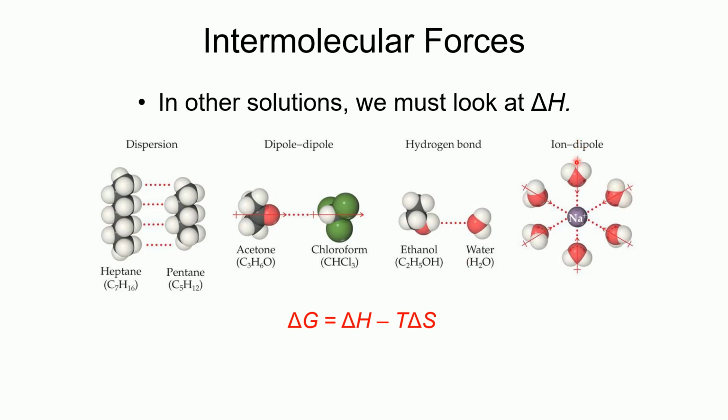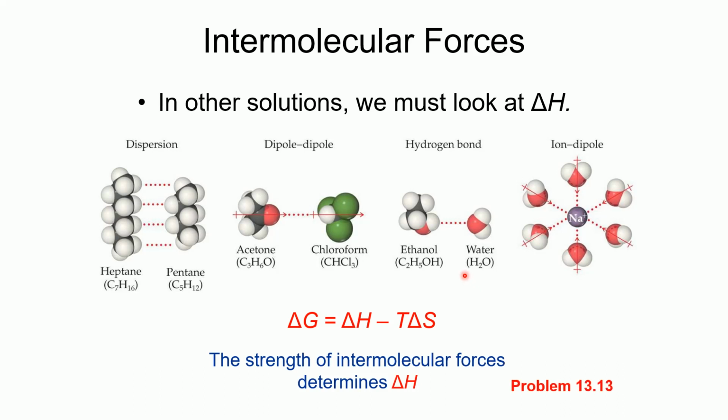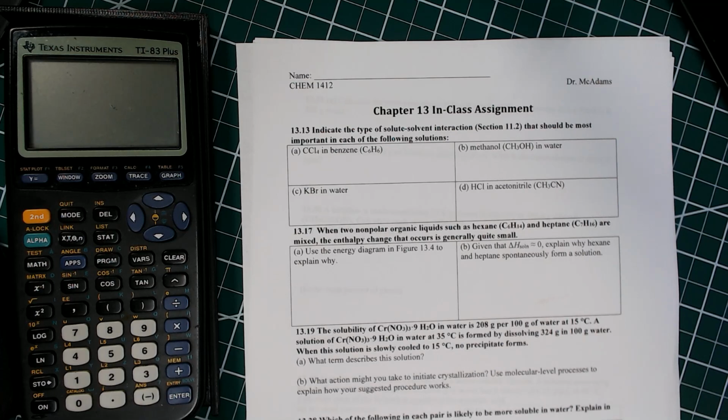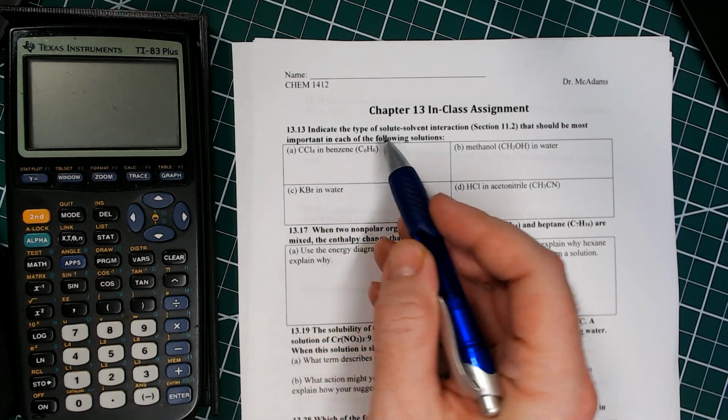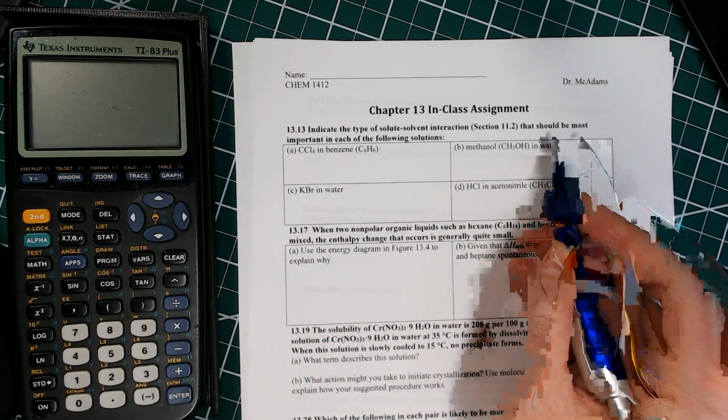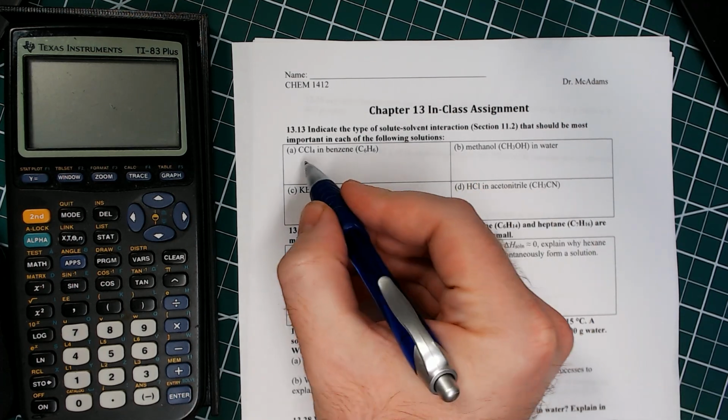And then finally, ion-dipole interactions. To have that, you need to have an ion and a dipole, and ion-dipole interactions are usually quite strong. So what we want to do is look at number 13 and determine what are going to be the most important intermolecular forces in these processes. So we're going to skip over to the in-class assignment. We want to indicate the type of solute-solvent interaction that should be the most important for each of these.